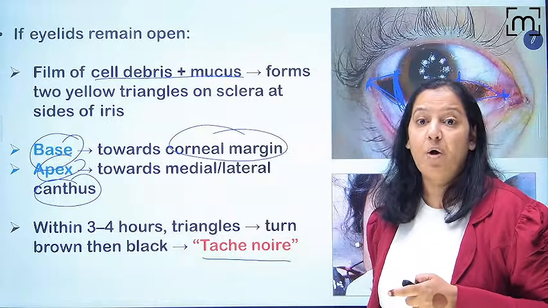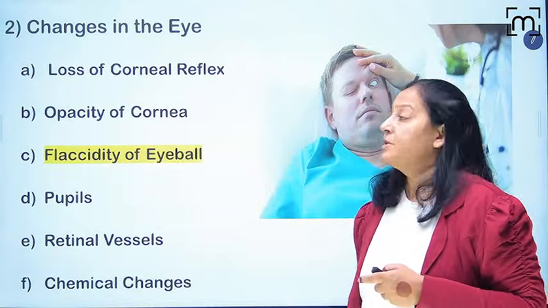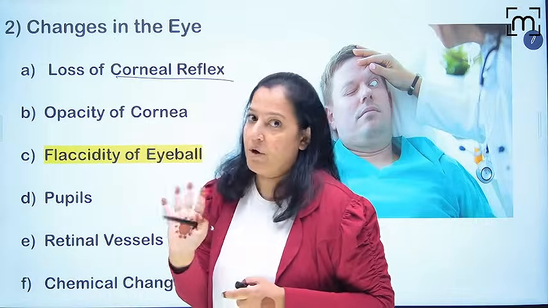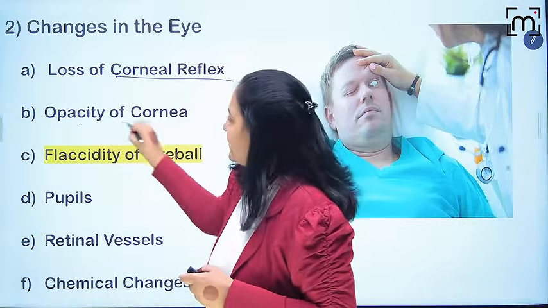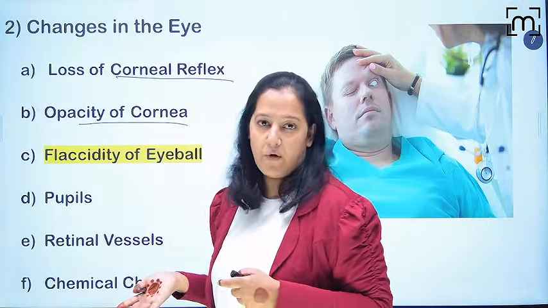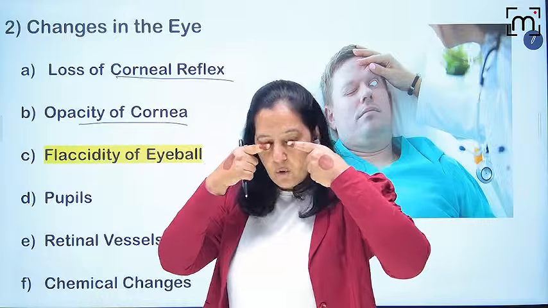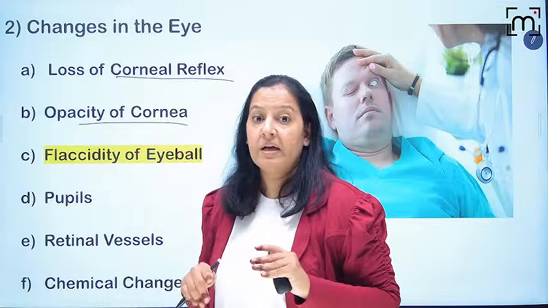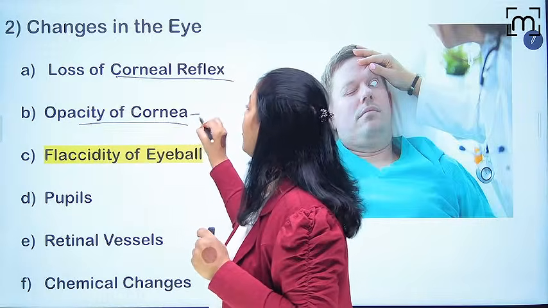So that is regarding corneal opacity. We have seen loss of corneal reflex. It is not a reliable sign, earliest but not reliable. Number one. Then loss of opacity of the cornea. If eyelids are closed, it delays. If eyelids are open, it fastens the loss of opacity. If eyelids are open, tache noir is formed.